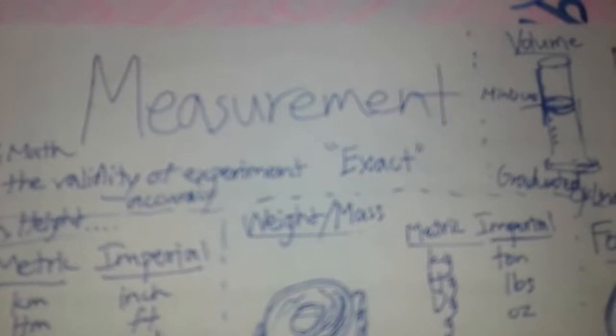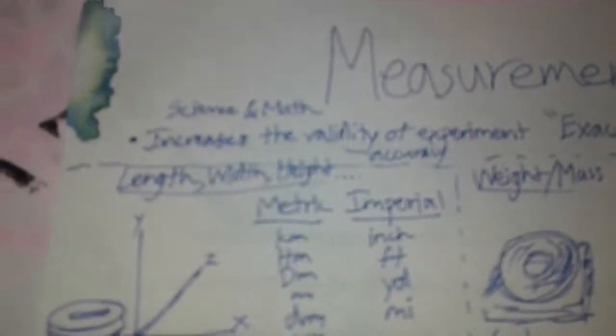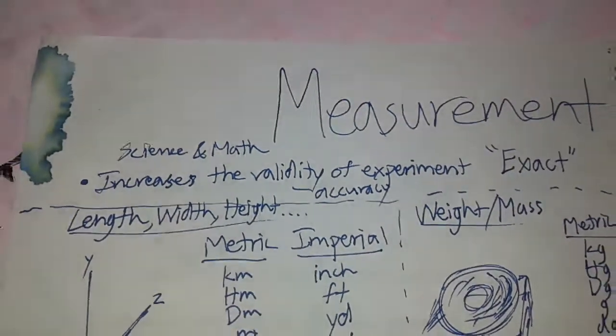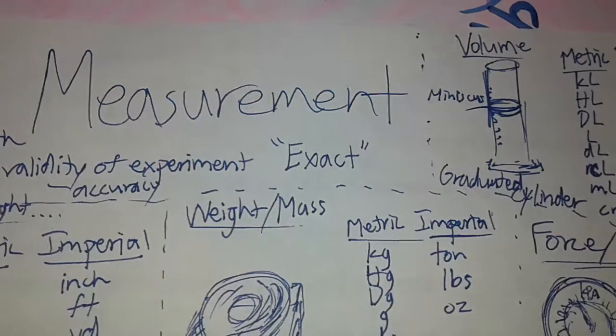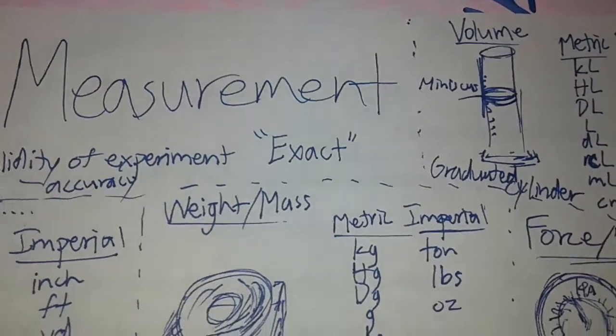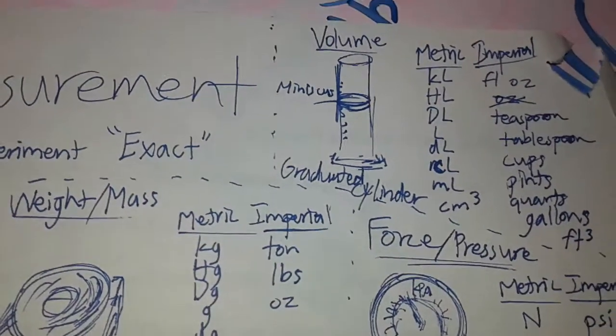We have measurement. It is a tool or device. It's not a trick, but it's definitely a way to record something to increase the validity of an experiment. We're not getting exact values, but we're going to get an approximation. It's kind of exact. It's approaching there.